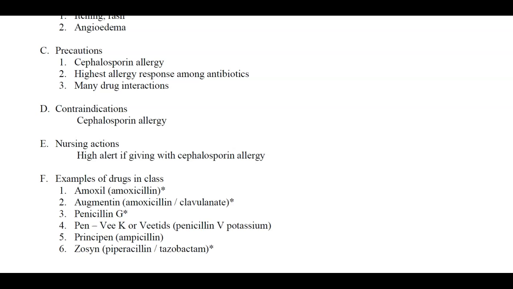If there is an alternative to this drug, it is better to consider the alternative. So if we can administer another drug other than a cephalosporin or penicillin whenever they do have this cross allergy, it is better for the patient rather than risking a possible drug reaction. Now, nursing actions include high alert if giving, again, with cephalosporin allergy. Examples of drugs in this class include amoxicillin, amoxicillin clavulanate, penicillin G or Pen-G, as well as piperacillin and tazobactam, also known as Zosyn.